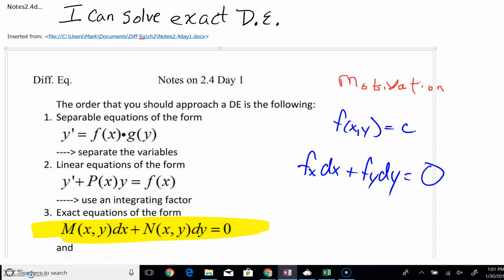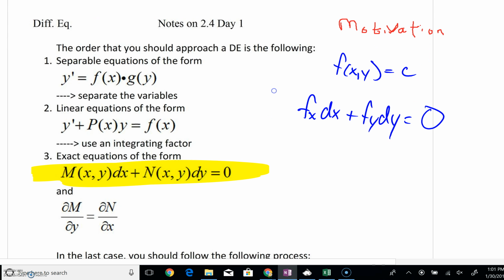Wow, you know what? Today, guys, we are jumping into a new lesson, a new type of differential equation. You can see our learning target: I can solve exact differential equations. So, a little bit of review. We're going to have all these different types of differential equations this chapter.